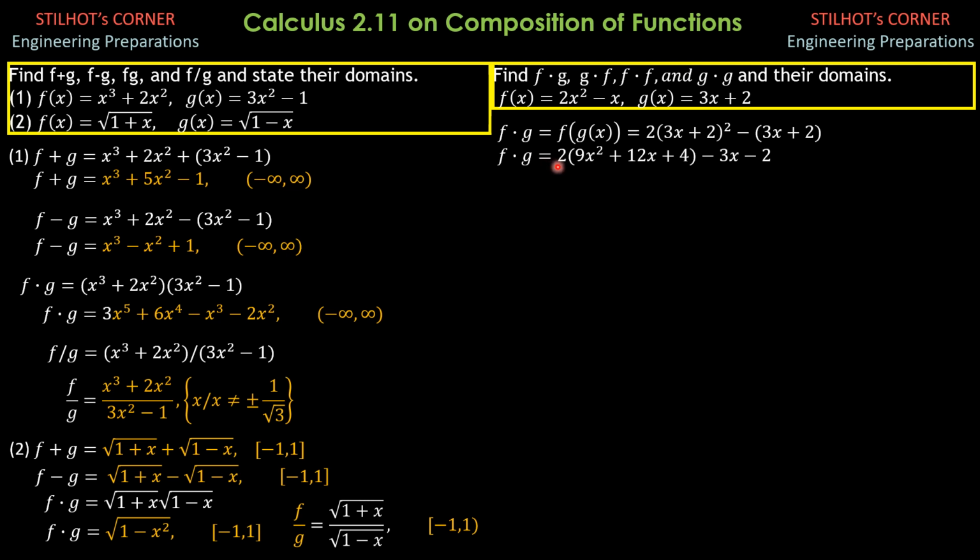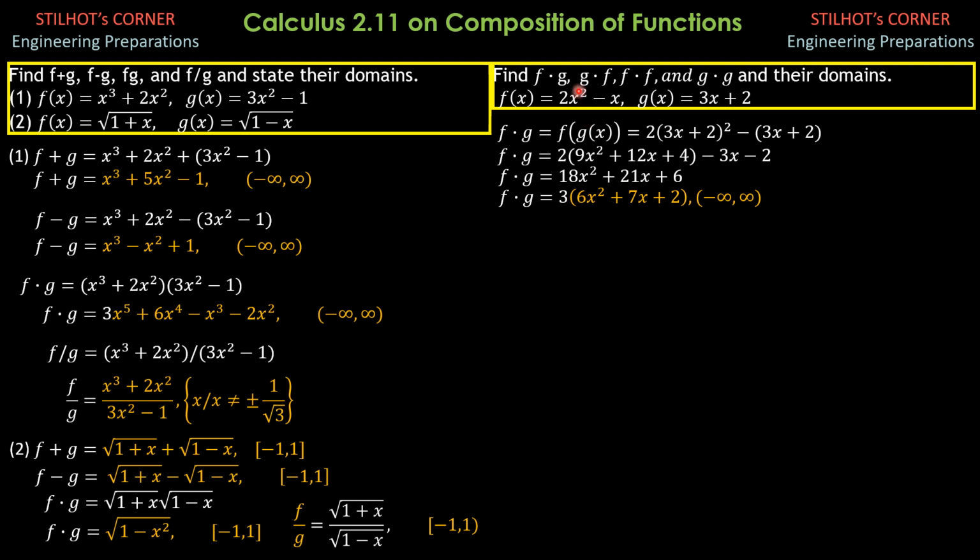Then simplifying, we have 18x squared plus 24x plus 8 minus 3x minus 2. So 18x squared plus, the net value is 24x minus 3x, so 21x, then 2 times 4, 8 minus 2, so plus 6. So f of g is 3 times quantity 6x squared plus 7x plus 2. The domain is negative infinity to positive infinity because it is a polynomial function.